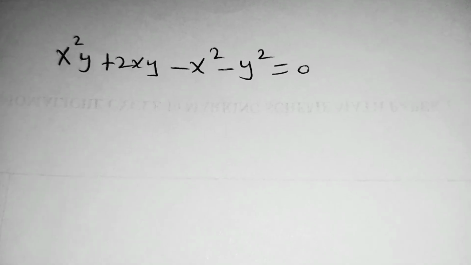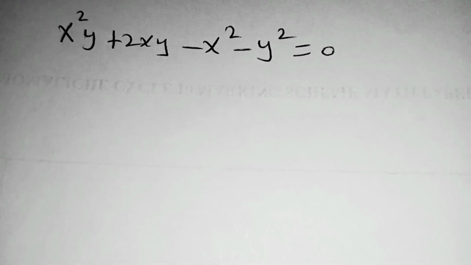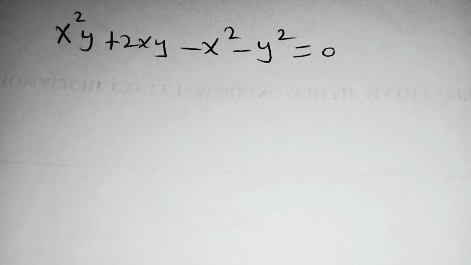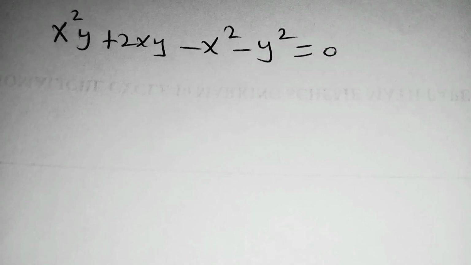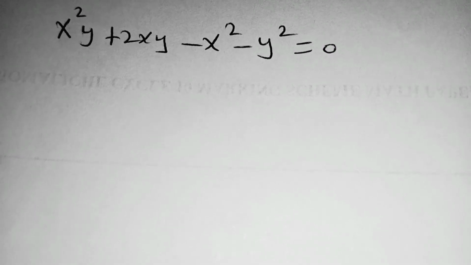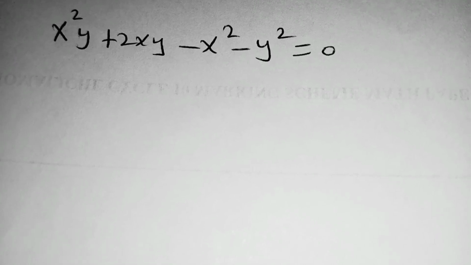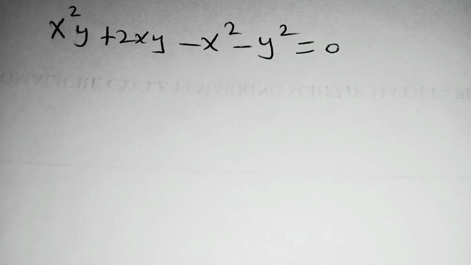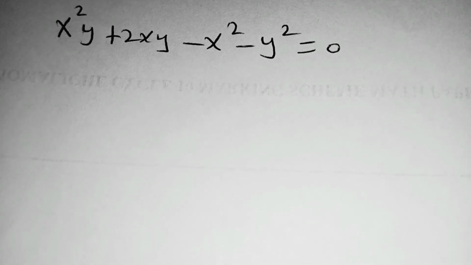In this video, you are going to obtain the value of dy/dx from the given equation x squared y plus 2xy minus x squared minus y squared is equal to 0. So this is an implicit function. We are going to differentiate it implicitly so that we obtain the following.